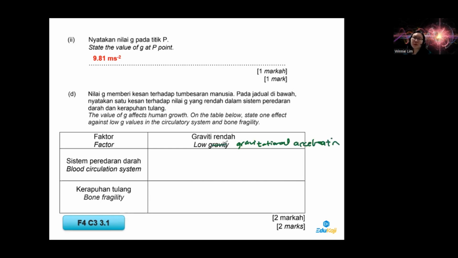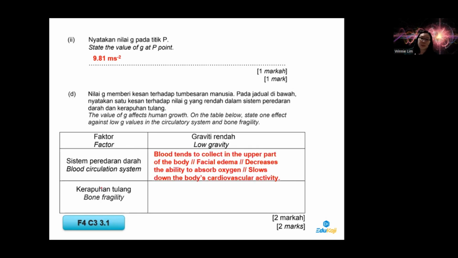Better term, because gravity is actually gravitational force. So it's kind of not so accurate in the term used. Okay, so in terms of blood circulation, basically they will all focus on the upper part. The blood tends to collect in the upper part of the body. So you will have a facial edema or decrease in the ability to absorb oxygen, slowing down the body's cardiovascular activity. Now, what happened to your bone fragility?